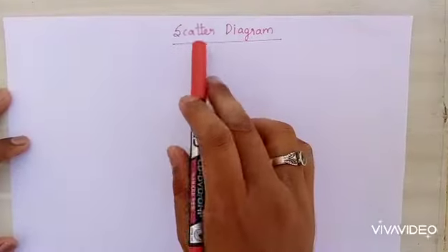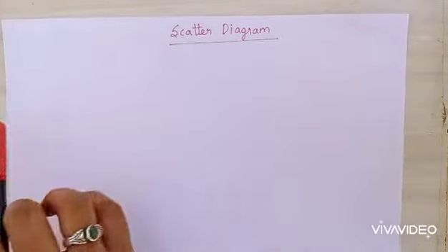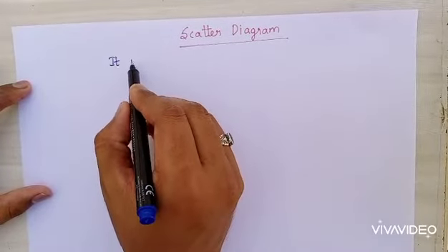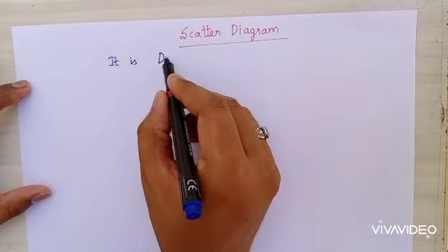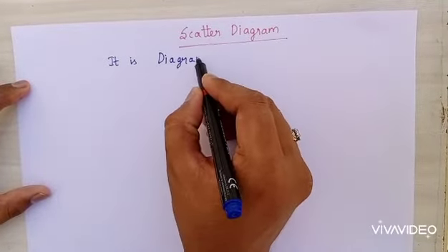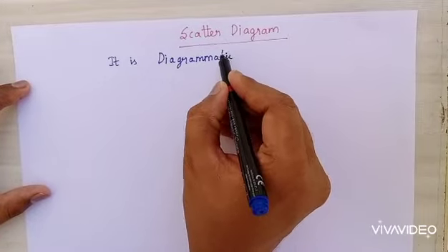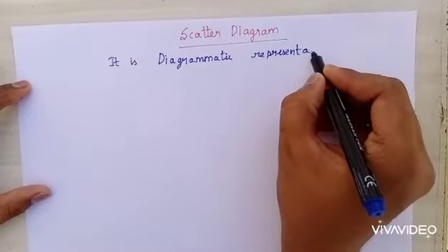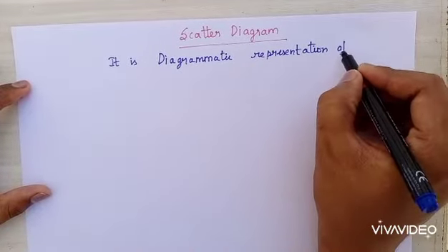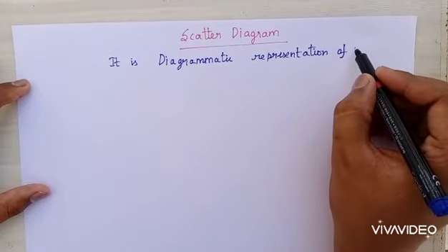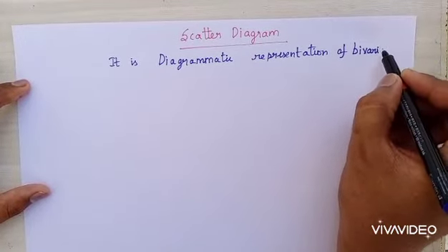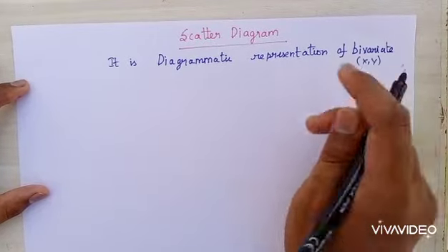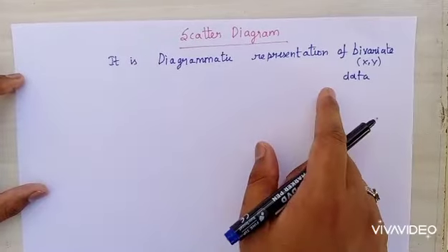The topic we are going to see is scatter diagram. Okay, scatter diagram. So what is the meaning of this? It is a diagrammatic representation of bivariate data. Bivariate data, that is x and y. A scatter diagram is a diagrammatic representation of bivariate data.